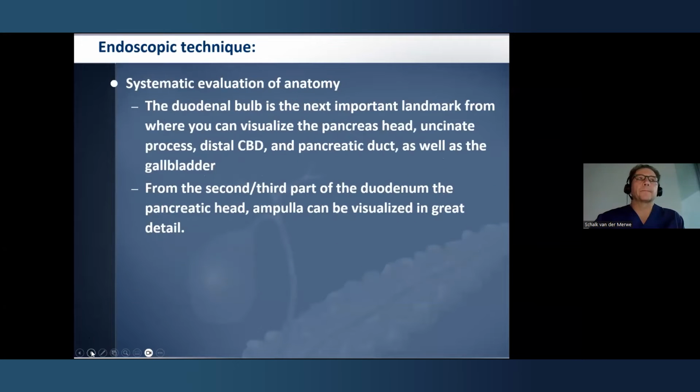On the duodenal bulb, that's a very important next anatomical position, where you can identify anatomical landmarks, including the pancreatic head, especially the uncinate process. The distal common bile duct and the pancreatic duct, as well as the gallbladder, can often be seen from this position. And then from the second or third part of the duodenum, we can see the pancreatic head, especially visualizing the ampulla in great detail.